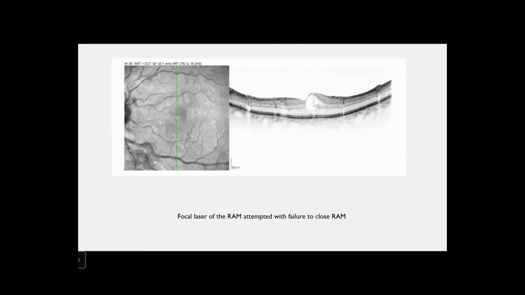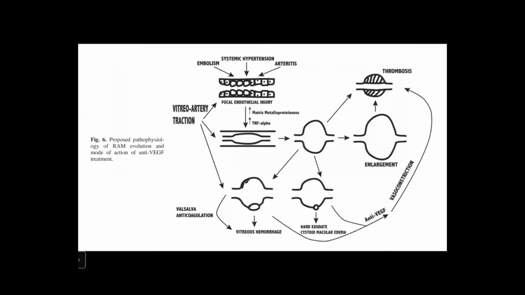And at that time, this was about 2013, 2014, I didn't have any new strategies. So the only other thing I would have done possibly was maybe do some direct laser to the RAM lesion itself, but there would have been a risk that the RAM would have ruptured, leading to a vitreous hemorrhage, or I could have induced a distal branch retinal arterial occlusion with some visual field loss. So there was going to be risk with additional laser, but as it happened, the patient actually passed away before I could intervene with any additional treatment.